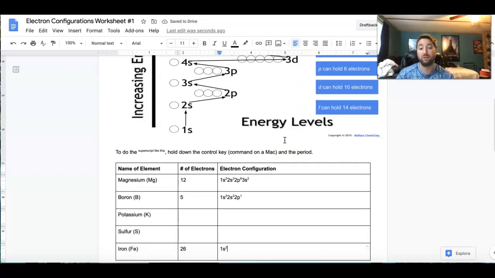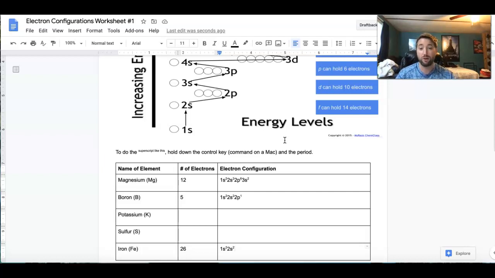Alright, after 1s, we've got 2s. Alright, and s can hold 2 electrons. Alright, so I've given out 4 electrons thus far. So I have 26 minus 4, that's going to be 22 electrons more. So I just got to keep going.